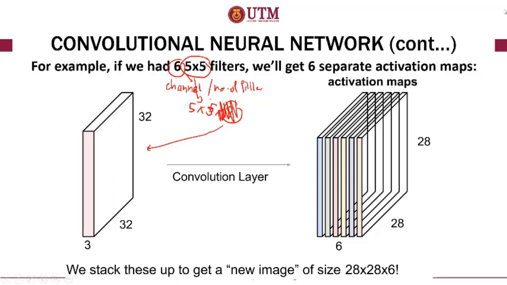Okay, so at the end, this is the activation that you get, or in other words, the matrix size of the activation map is 28 times 28 times 6. The depth size of this activation map is 6. So we stack this up to get a new image. Of course, it's not really an image now because the depth is 6. It's not RGB anymore, it's more than RGB. So just assume the depth size is equal to 6.